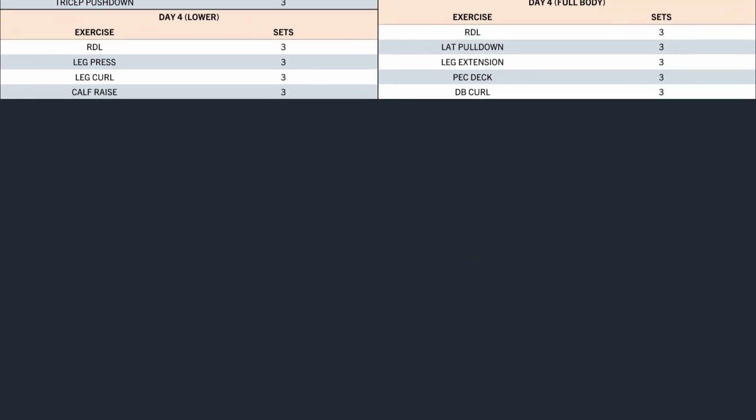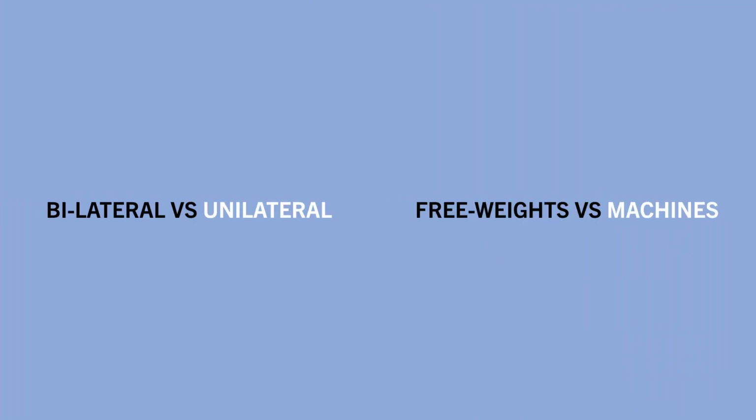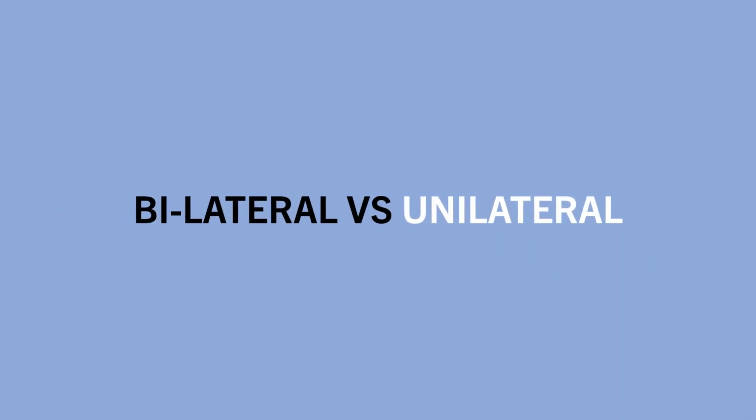The next strategy we have is to manipulate exercise selection. This refers to which exercises we implement to train each muscle group. There are 2 ways that we can manipulate exercise selection to make our sessions more time efficient. Let's now cover what they are. The first method is to preference bilateral exercises over unilateral exercises.